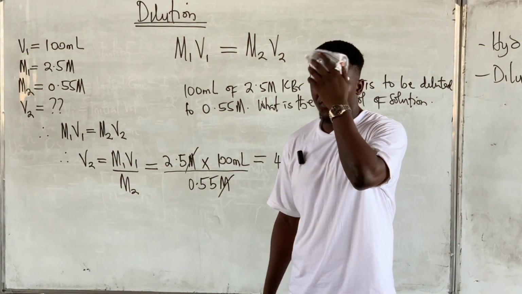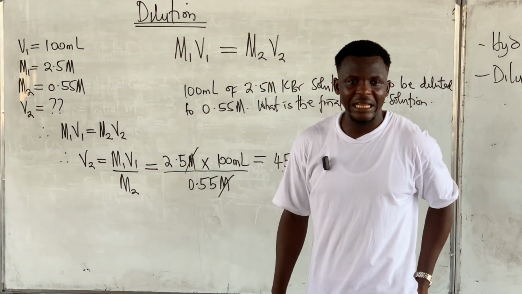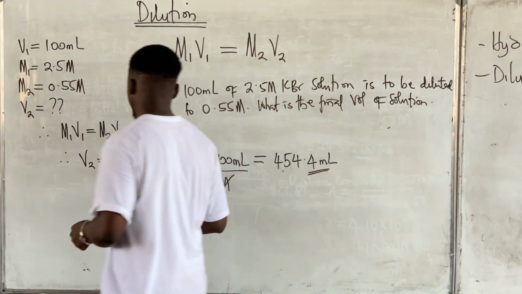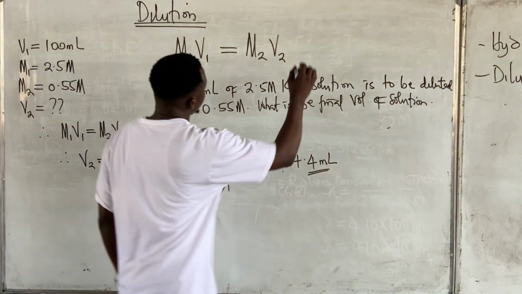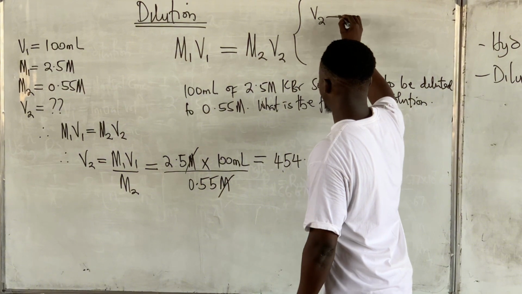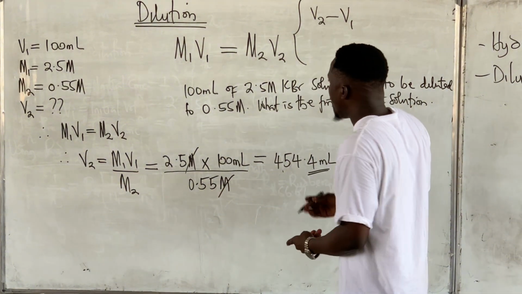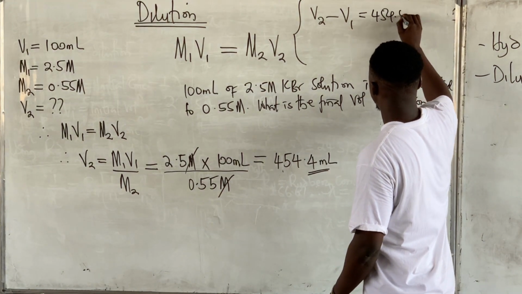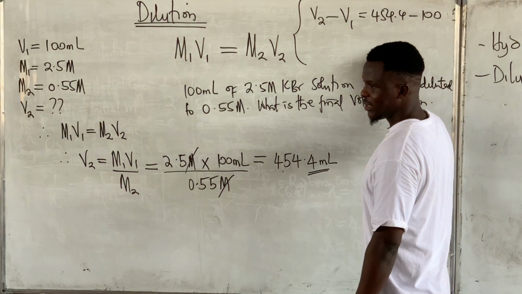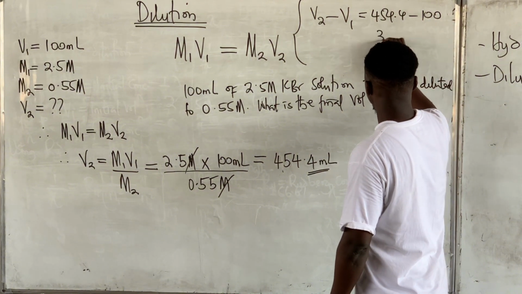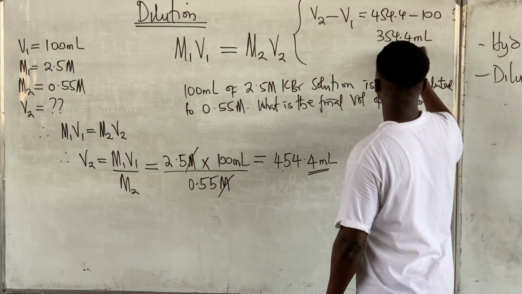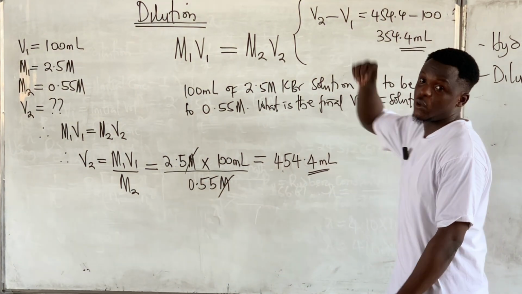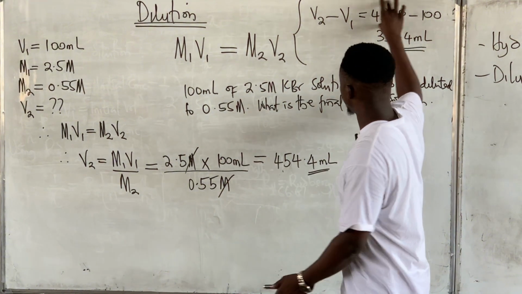What if they had asked us for the volume of water added? Class, the volume of water added or needed for the dilution would have been V2 minus V1. So let's check the amount of water that was added. Our final volume is 454.4 minus 100. This is final, this is initial, right? So this is 354.4 ml. So it means that 354.4 ml of water was added, right? For us to get the final volume.